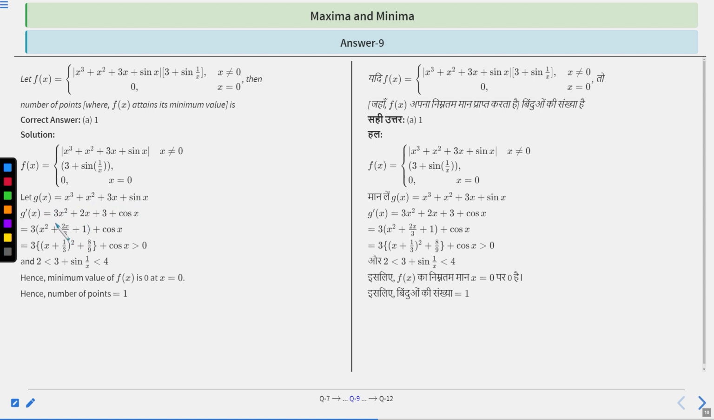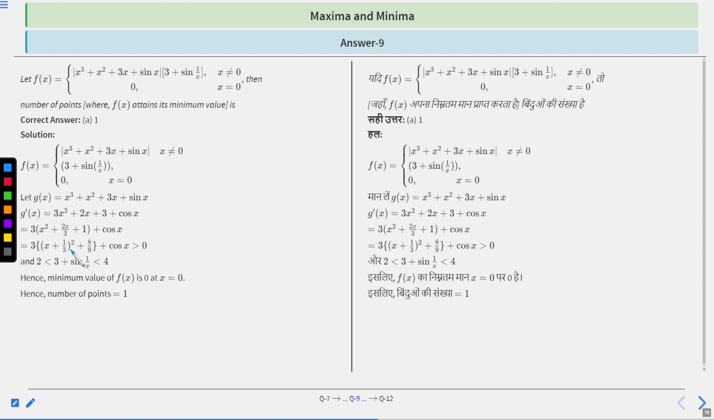Then g dash x will be 3x square plus 2x plus 3 plus cos x. Therefore, it can be written as 3 into x square plus 2x by 3 plus 1 plus cos x, right? Therefore, it can be written as 3 times (x plus 1 by 3) whole square plus 8 by 9 plus cos x, which will always be greater than 0, right? Which is always greater than 0.